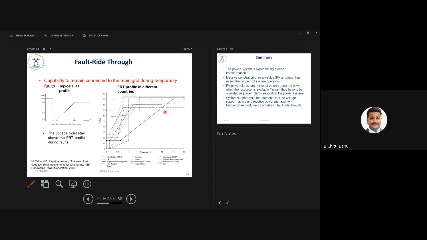How you would be able to maintain the nominal voltage at least above 90%. So how the response time would be. This is what, for the different grid codes and different countries, how they could maintain the fault ride-through requirement. This was just extracted from one of the review papers in IET Renewable Power Generation.